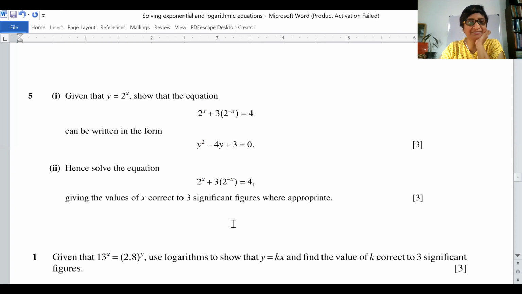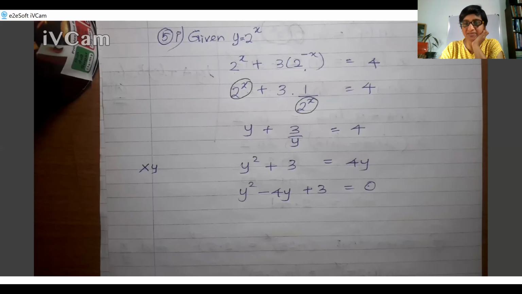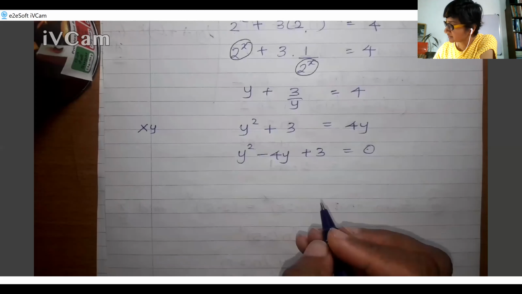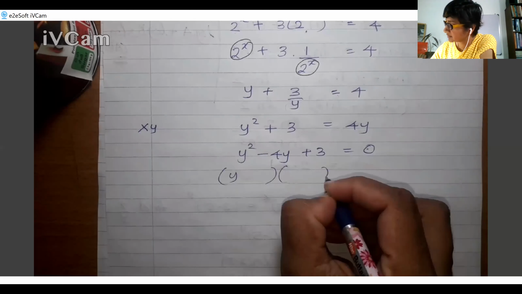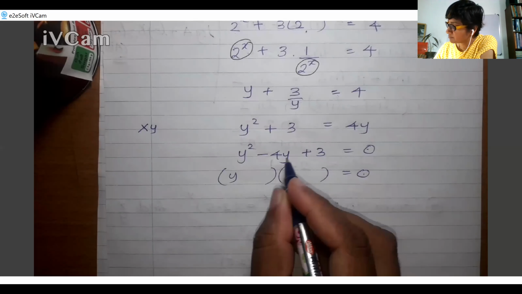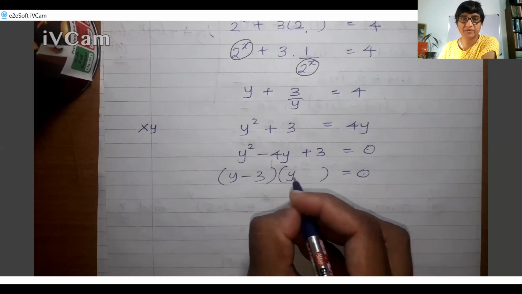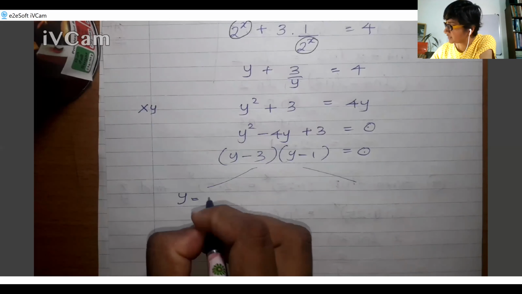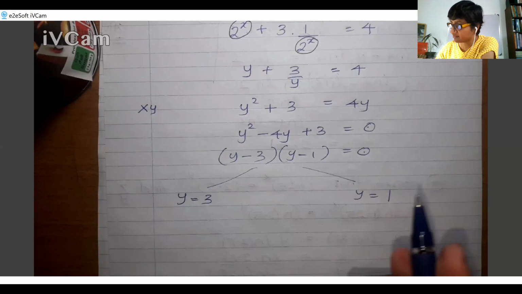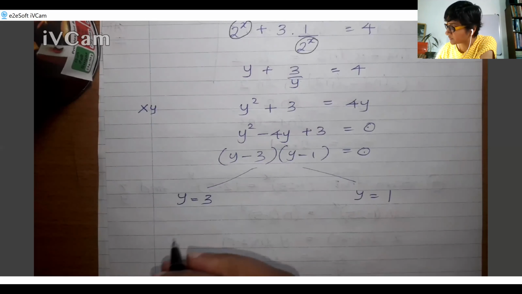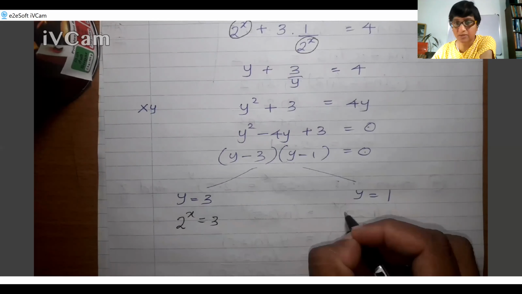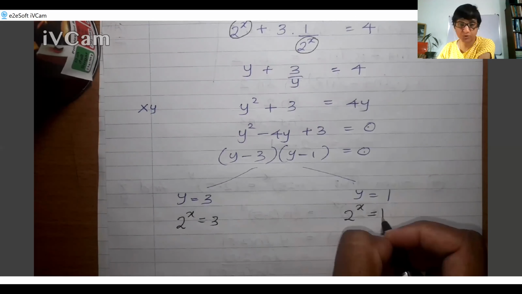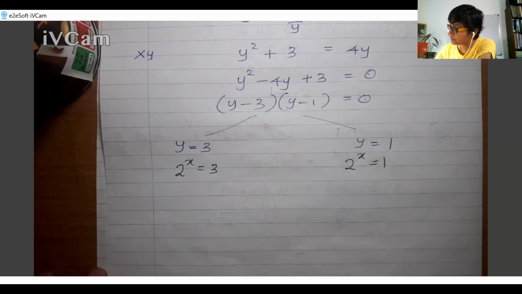So they have x equals 0 and x equals 1.585. So let's see, this is a quadratic. Plus 3, minus 3, minus 1, right? So you get y equals 3 and y equals 1. What is y? y is 2 to the power of x equals 3. 2 to the power of x equals 1. You have to solve these two. This is where you use log to bring the x down.